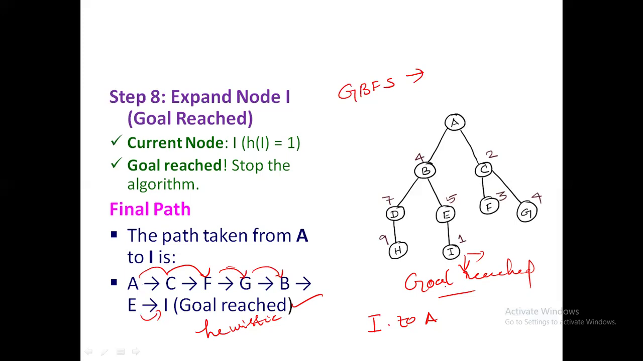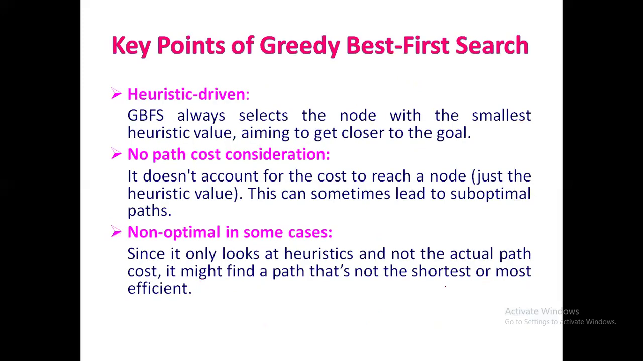What are the key takeaway points from this explanation? It is heuristic driven. The algorithm always selects the node with the smallest heuristic value, aiming to get closer to the goal. The heuristic guides the search, making it more efficient in terms of perceived proximity to the goal. Next, no path consideration: GBFS only looks at the heuristic values and does not consider the cost of the path taken to reach each node. This can lead to suboptimal paths since it does not account for the actual effort needed to traverse the nodes.